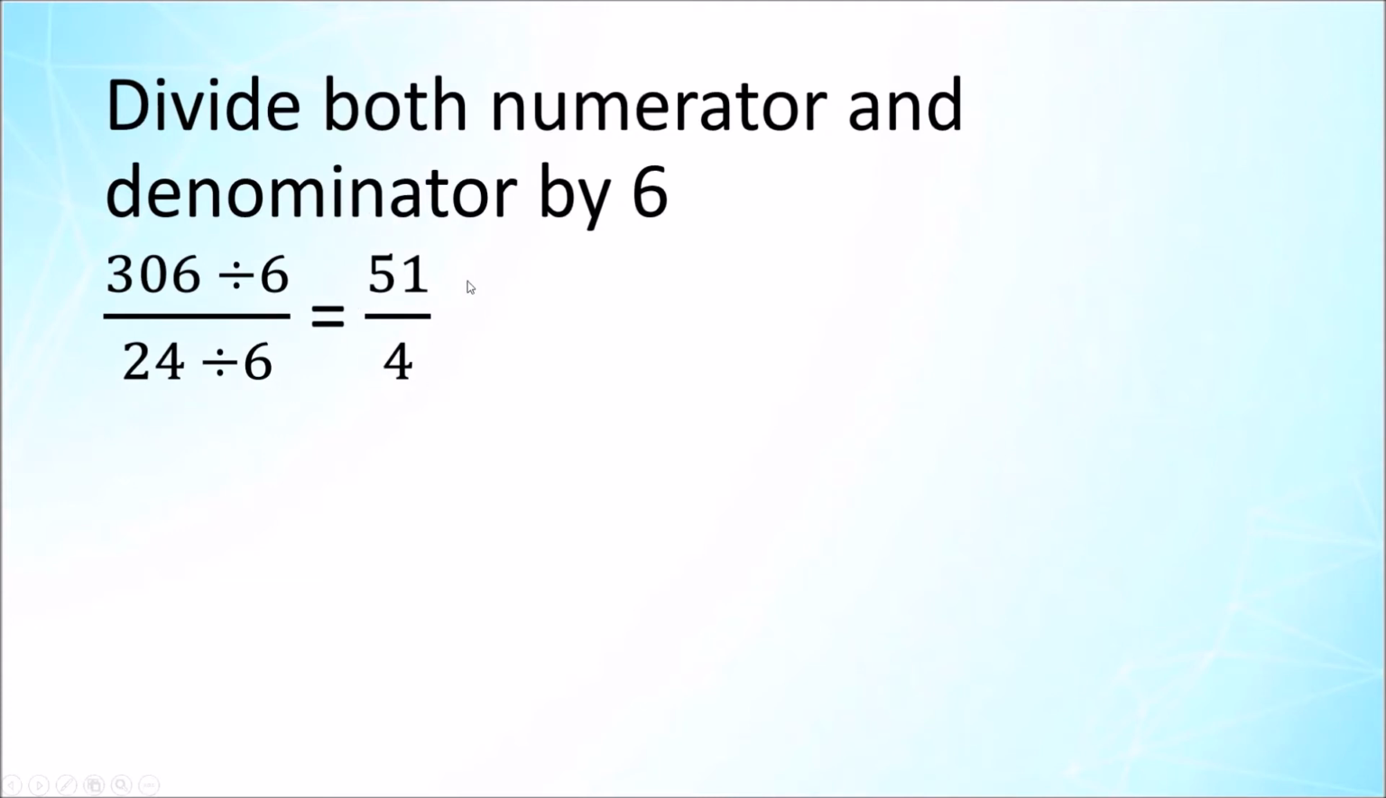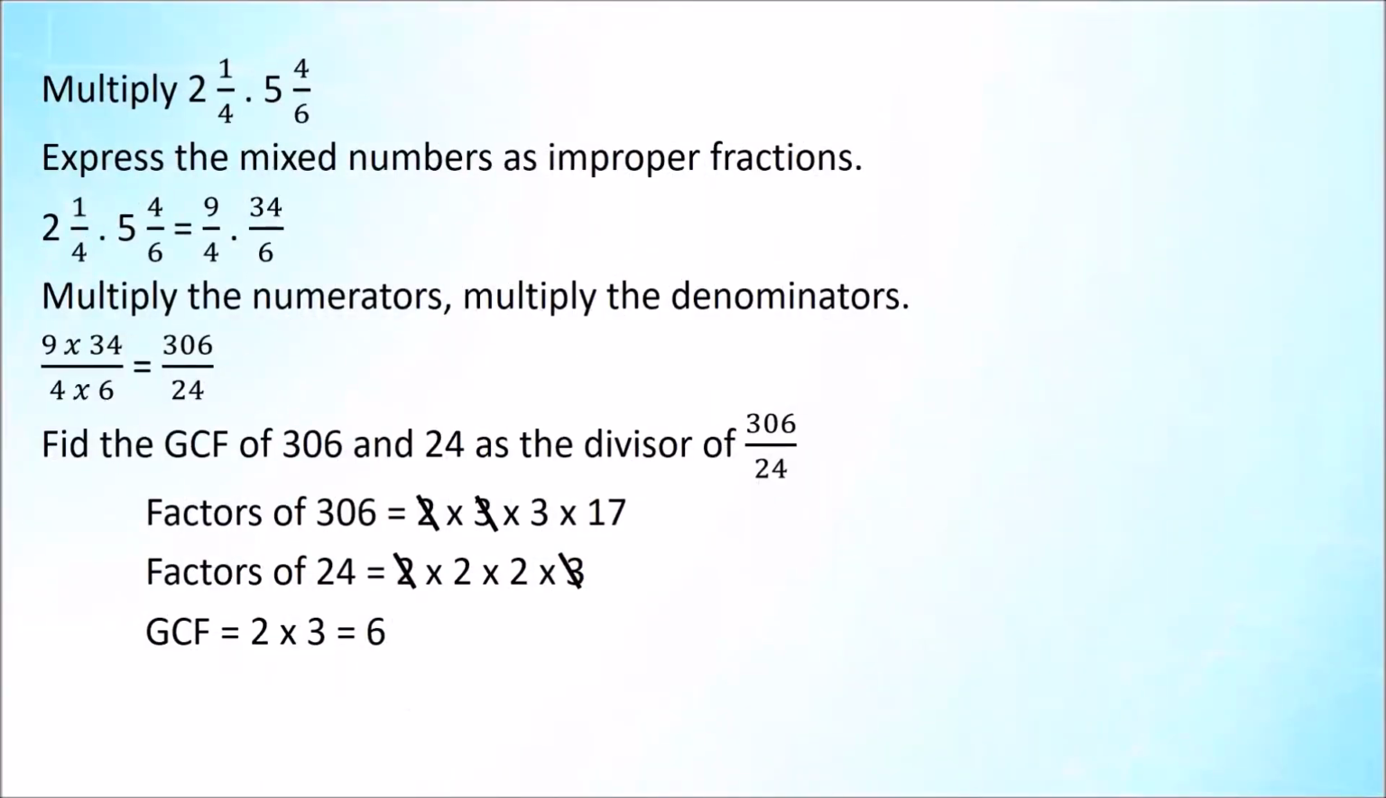Pwede na ito yung ating sagot o pwede natin siyang i-mix fraction. In terms of mixed fraction, the equivalent mixed fraction of 51 over 4 or 51 divided by 4 is equal to 12 and 3/4. So 12, we have a remainder of 3 and copy a denominator of 4. So the product of 2 and 1/4 and 5 and 4/6 is equal to 12 and 3/4.